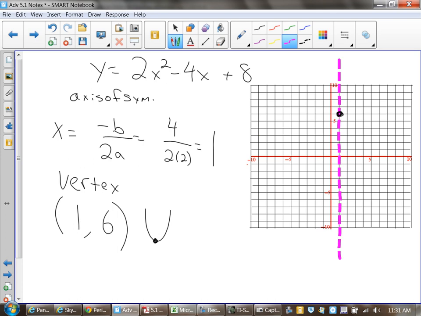Now, think about the vertex. Is this a maximum or a minimum value at that vertex? It's a minimum. What I want you guys to get in the habit of doing is labeling this out.